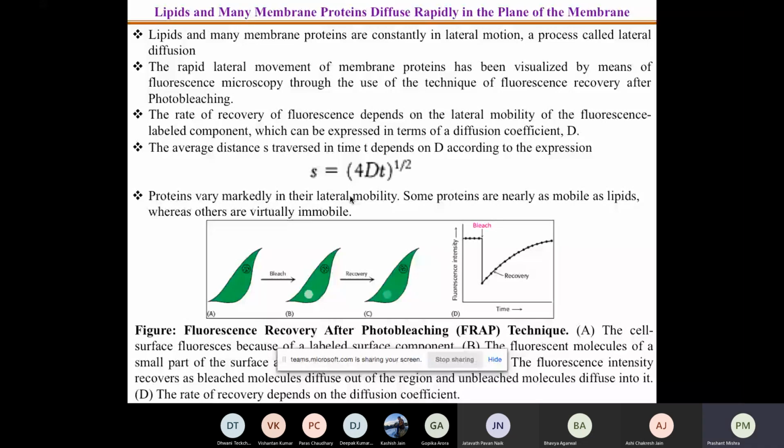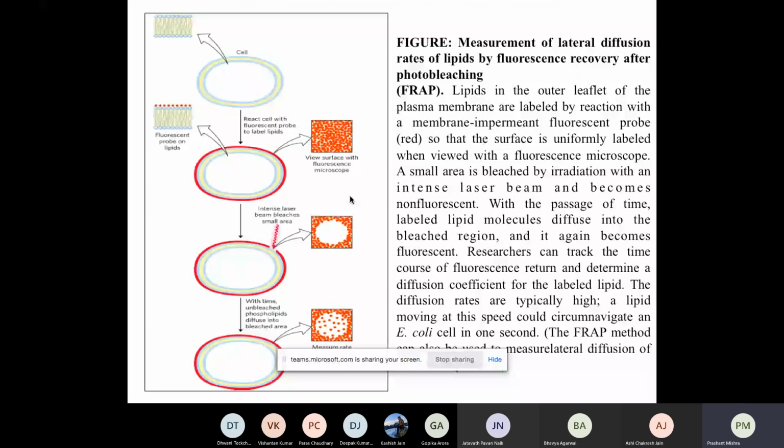Now, the question here is, what is your expectation? Should lipid move fast or should protein move fast? And why?